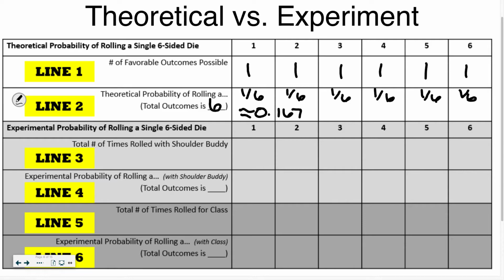So your total outcomes in line 4, you're going to change that to a 10. It's not going to be out of 6 anymore because you're going to complete 10 experiments. And then you're going to calculate the probabilities. If you rolled a 1 3 times, then your probability of rolling a 1 experimentally is going to be 3/10 or 0.3. So you'll do that and then change them all to decimals, so that we can compare them to 0.167, see how close they are.